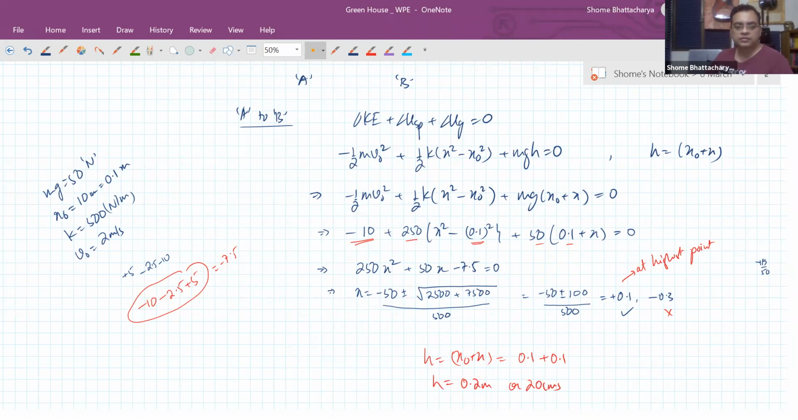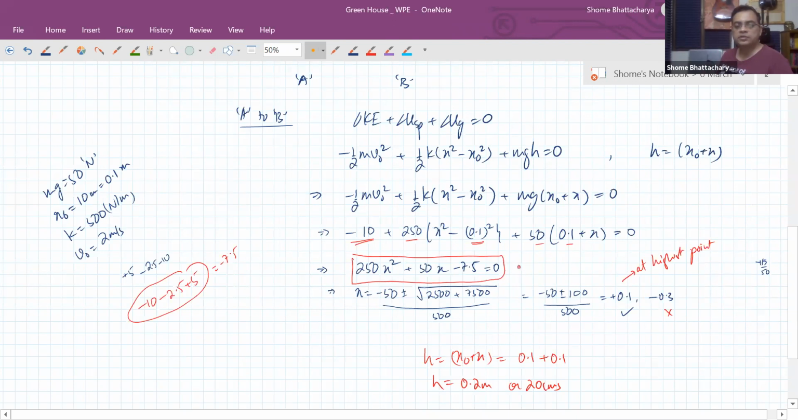You can do that also. Karan, that's correct. You can take 2.5 as a common factor or 25 as a common factor. You can divide this whole equation by 25 and simplify it. So it will become 10x square plus 2x minus 0.3 is equal to 0. So that probably you can factorize easily and do the question.